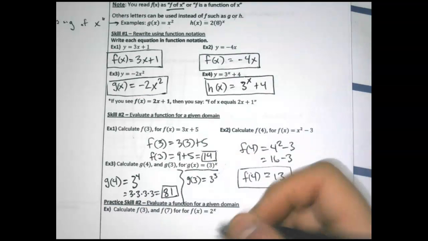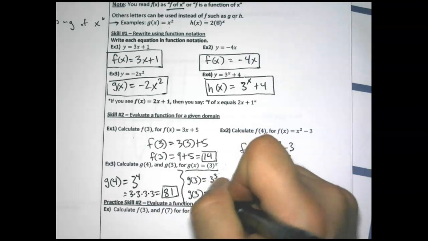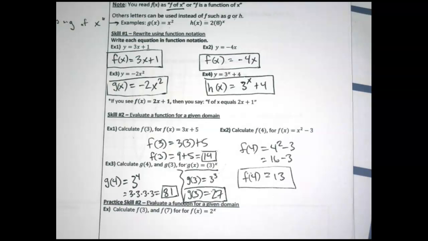g of 3 would be 3 to the 3rd power, and 3 times 3 is 9, times 3 again is 27. So there's that one.